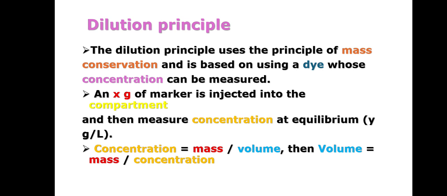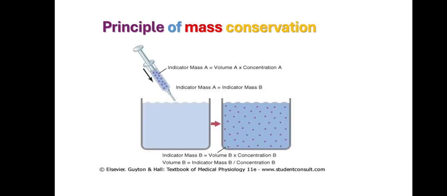So we can easily calculate volume. Specifically, if we want to calculate the ECF, we can calculate volume to be mass of that particular dye over the concentration. The concentration we're talking about is the final concentration of that particular dye now that it has attained its equilibrium. And what is this equilibrium? It is when it has been fully distributed across this compartment. Okay, so this is the principle to say that indicator mass A is equal to volume A times concentration.